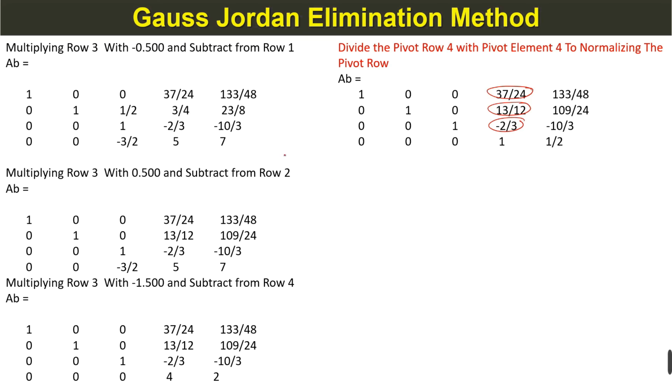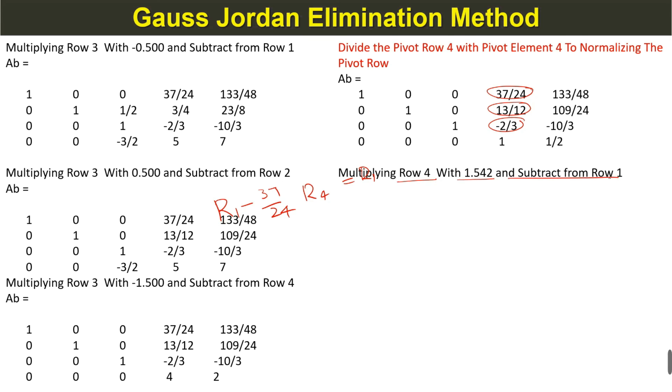First we multiply R4 with 37 by 24 and subtract from R1, which is equal to new R1. So multiplying R4 with this one and subtracting from this row, we can see this is normalized now. After this we eliminate this term.